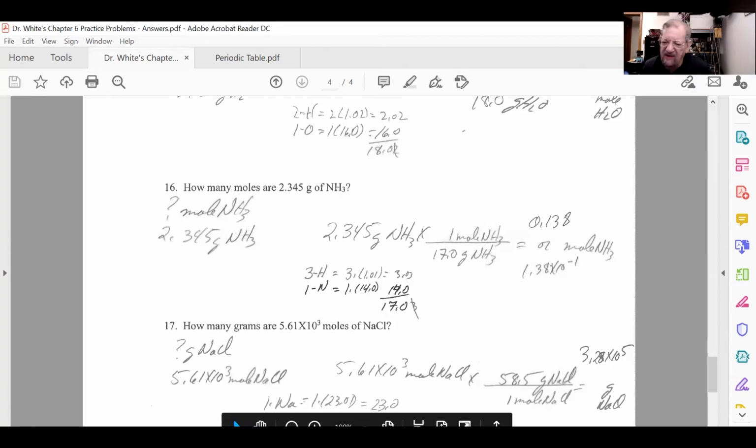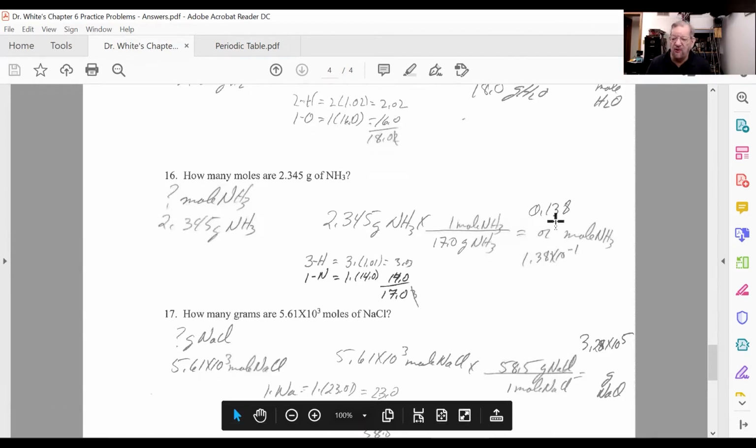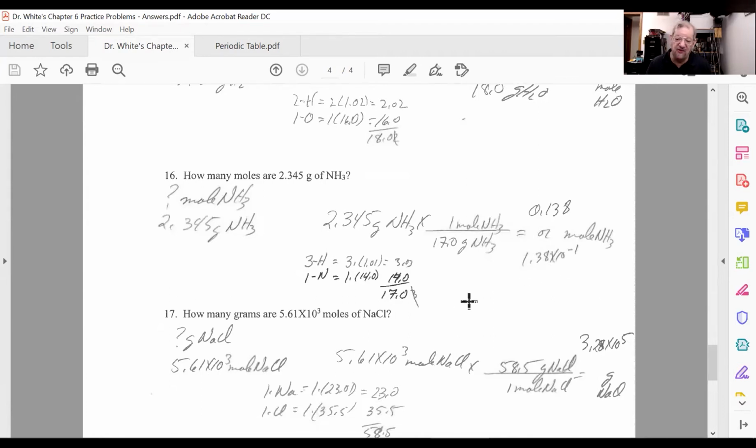Now, a lot of you will have your calculator in scientific notation, but for this problem you don't. And on a test, if you wrote it this way or this way, either one, actually both, would be correct.